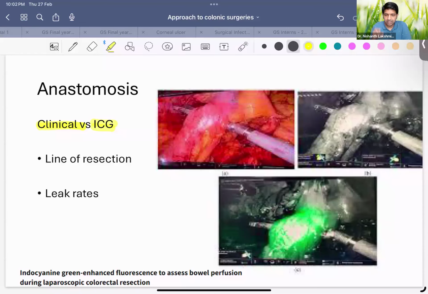Now, if I ask you, is clinical better or ICG better? What is your answer?